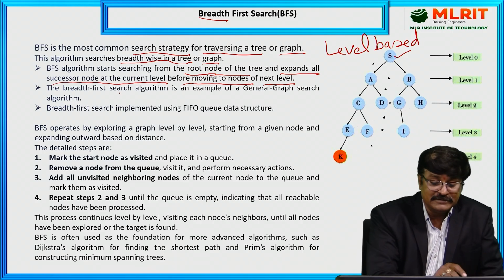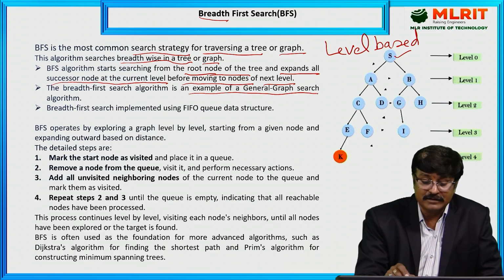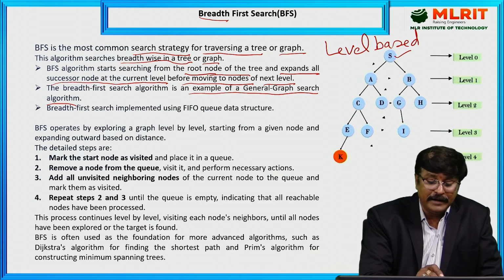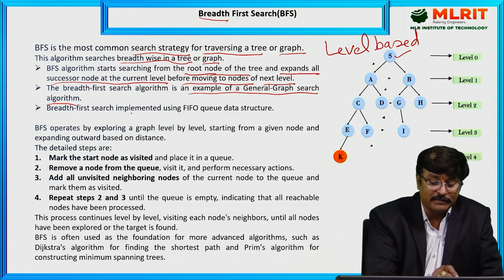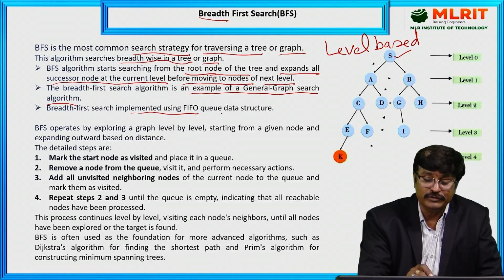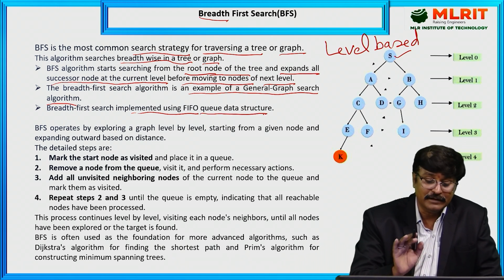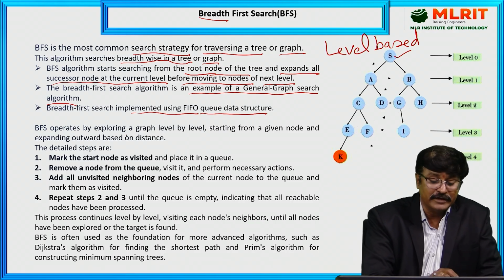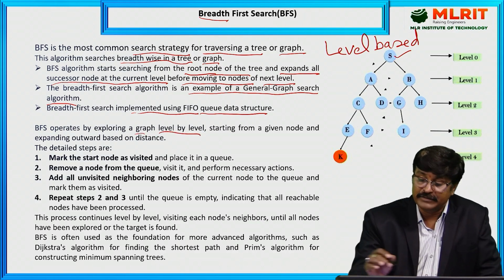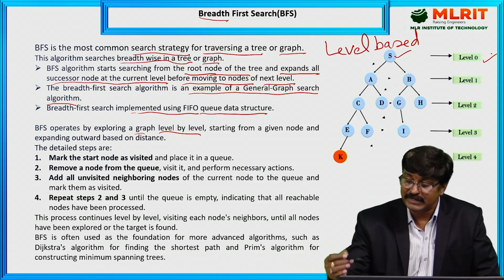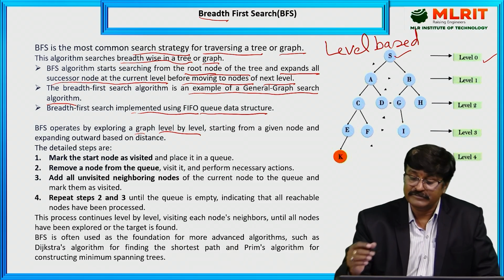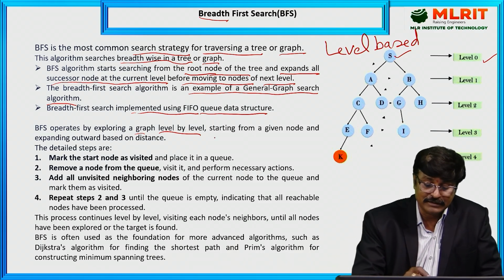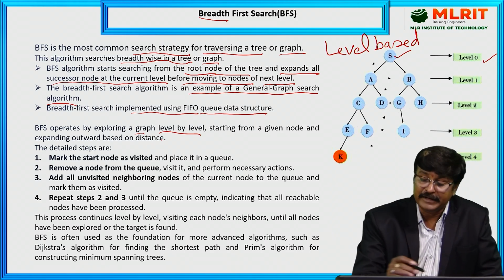This breadth first search algorithm is an example of a general graph search algorithm also. And this is implemented using a FIFO, first in first out, queue based data structure. Whatever node information you are storing is in the queue. BFS operates by exploring the graph level by level, because this is level 0, and level by level you are exploring all the levels in a systematic way. This is a level based algorithm, starting from the given node and expanding outward based on the distance.